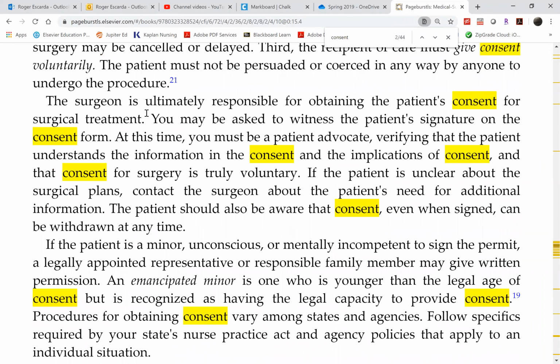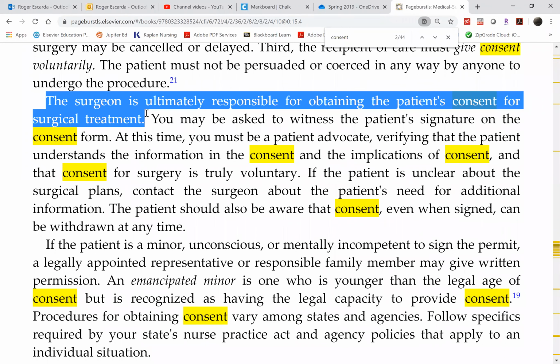So the surgeon is the one really obtaining consent. It's the surgeon. The nurse is merely obtaining the signature. Actually, it doesn't even have to be the nurse. It could be another person, but most of the time we're the ones ending up getting the signature.